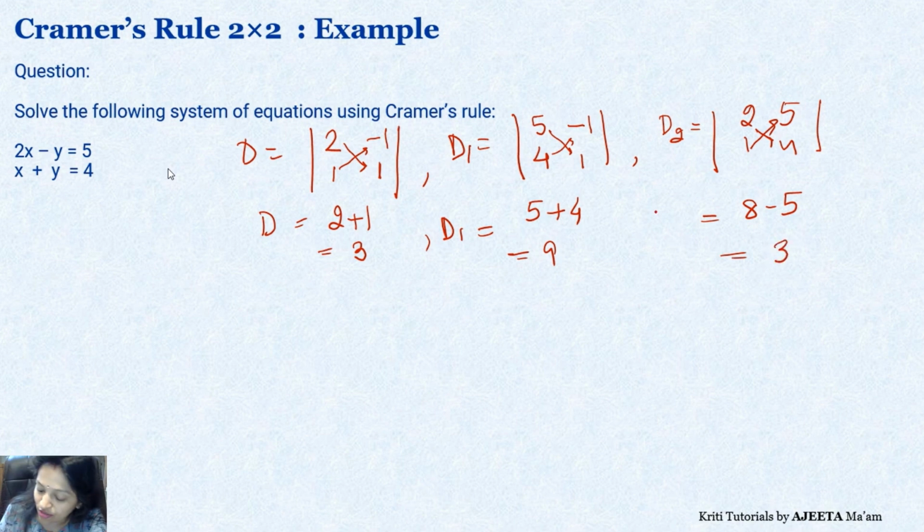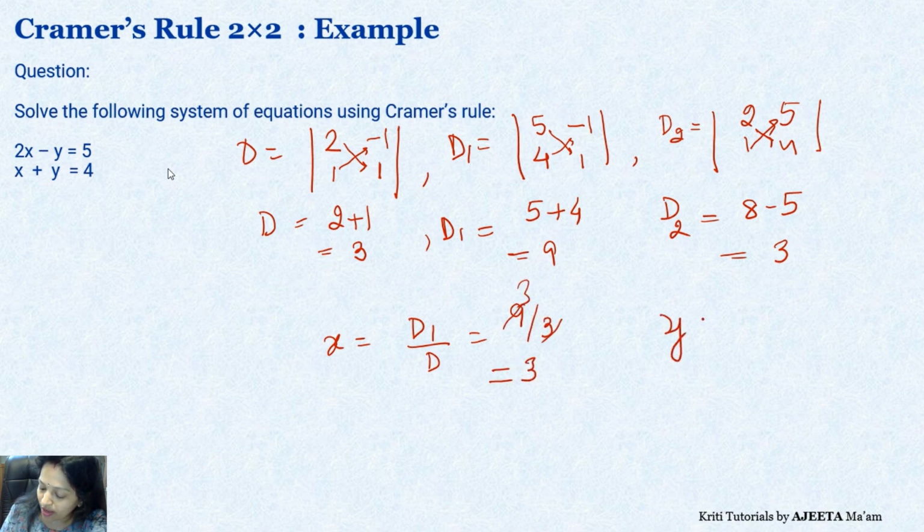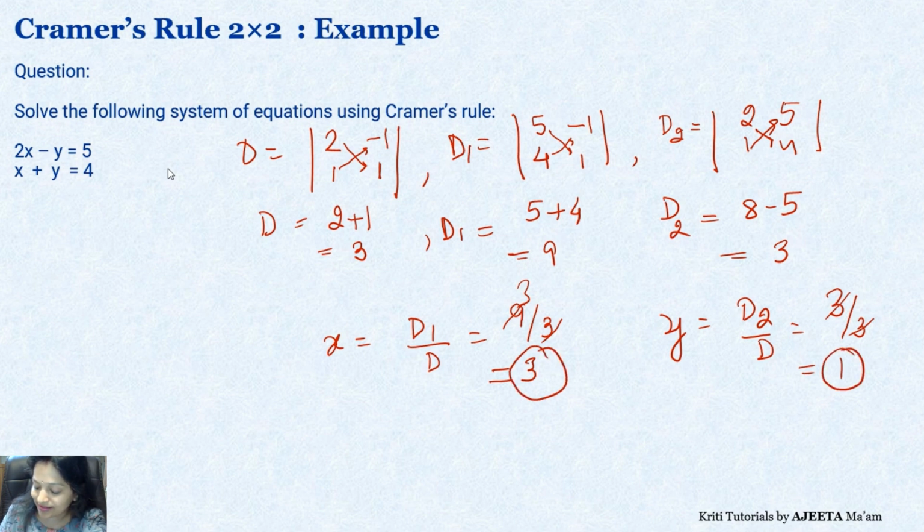Now these are the values of d, d1 and d2. Now what is our formula for finding x? d1 upon d. So that is simply 9 by 3, that is 3. What will be y? d2 upon d. So that will be 3 upon 3, that is 1. So x and y are 3 and 1.